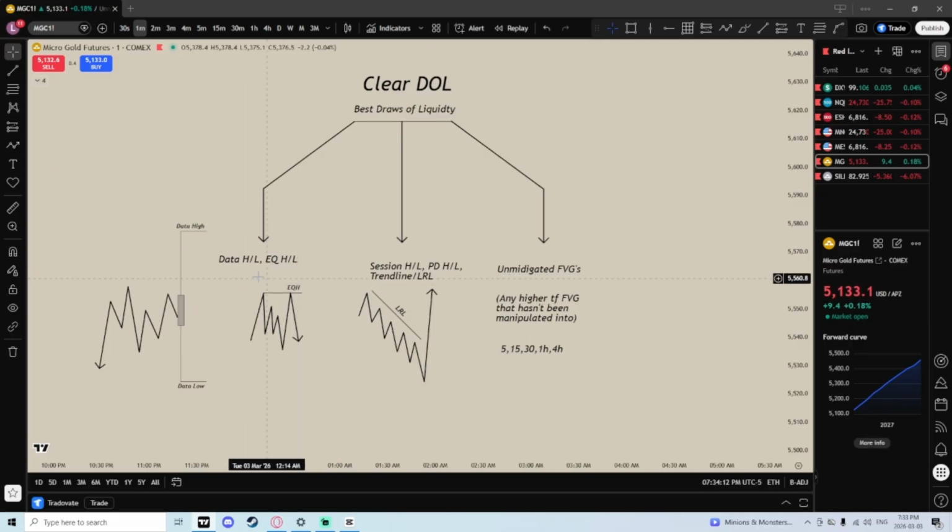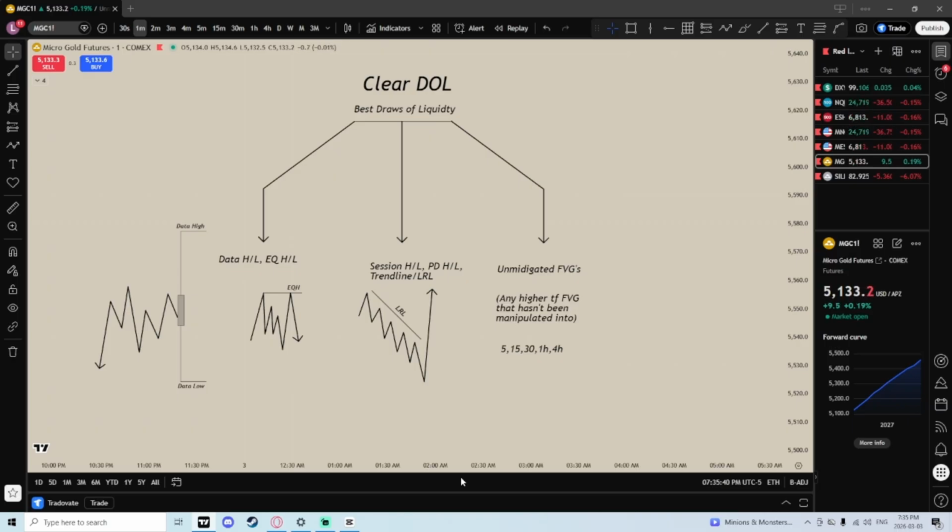Second, we have these equal highs. You can kind of put this together on your own. It's very, very straightforward. It is when we have a high that then gets manipulated to but doesn't fully surpass it and has an equal high. Price will likely remanipulate this level to fully take this to then distribute lower. Next, we have session highs or lows, or previous day highs or lows, and trend line / low resistance liquidity.